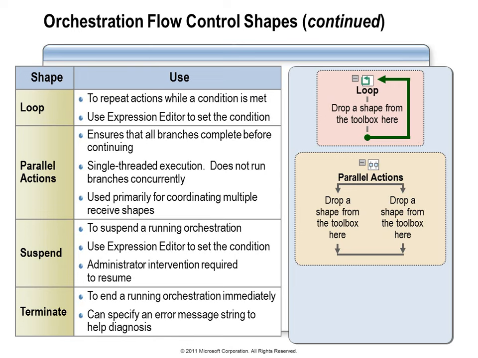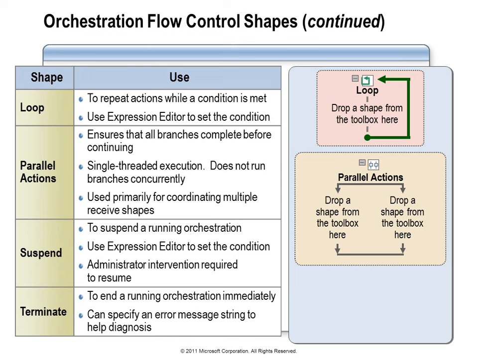If you think back to the listen shape, in that case, an orchestration could be waiting for multiple messages to arrive, and as soon as one of those messages arrived, execution continued. The parallel actions shape, on the other hand, requires that all branches complete before it continues. So you may have a situation where you require 2 or more messages to arrive in any particular order before the orchestration can continue.